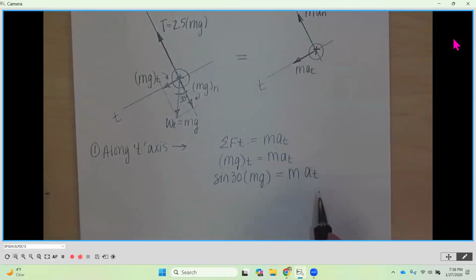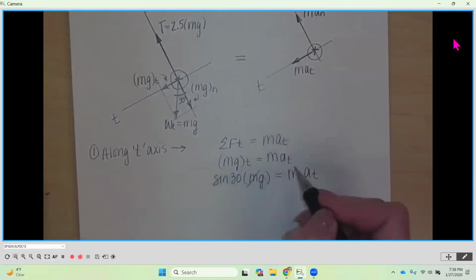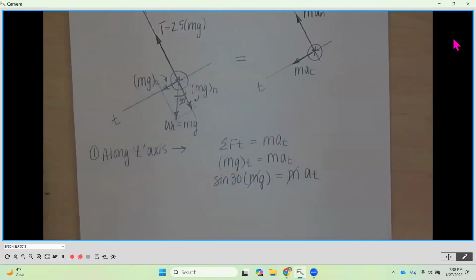Now, as we look here, do you see how mass is on both sides of the equation? They cancel out. And if you remember from physics, that happens all the time, right? Mass is never a big deal. So when it cancels out, you're like, oh, that's nice. And what's convenient is the problem didn't give us the mass, so we didn't have to solve for it. So mass cancels out here.